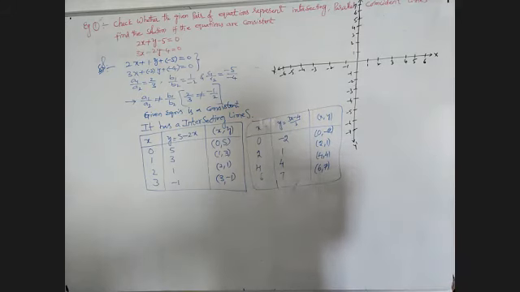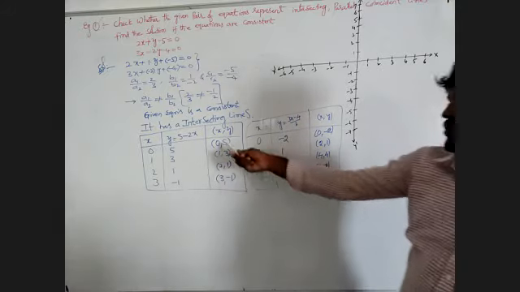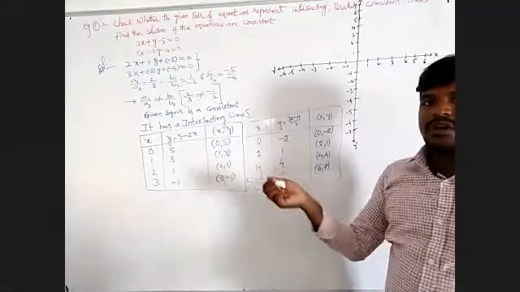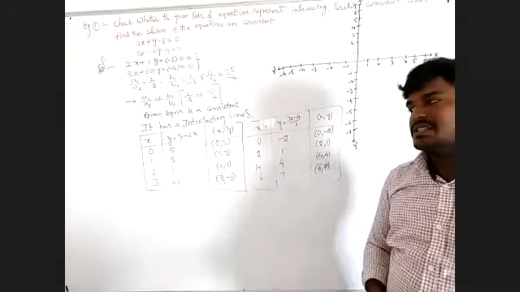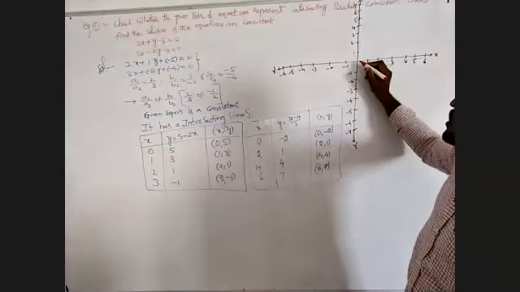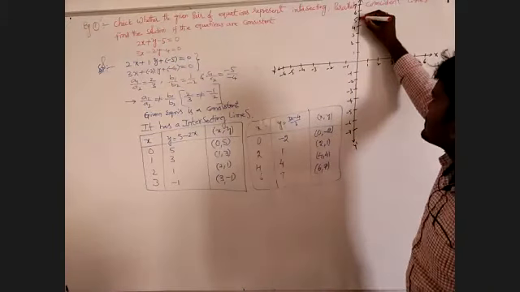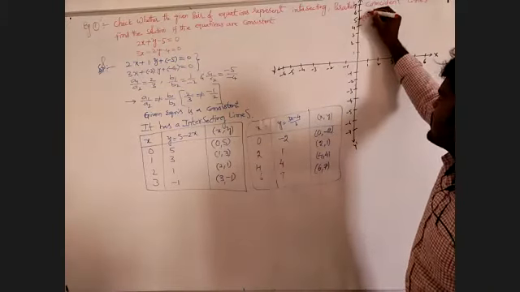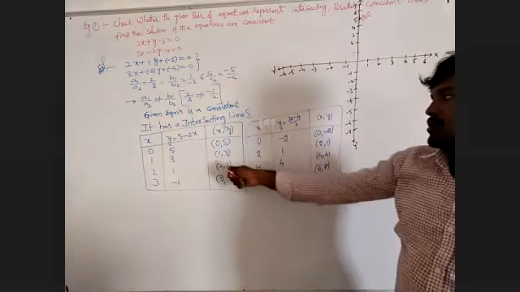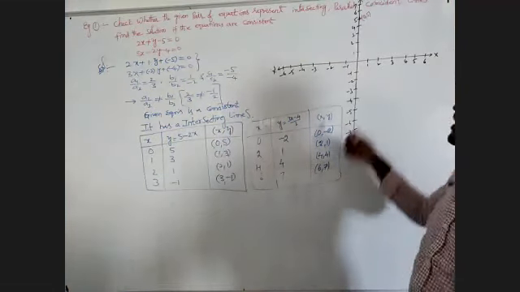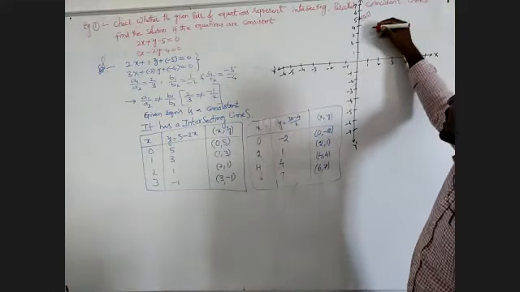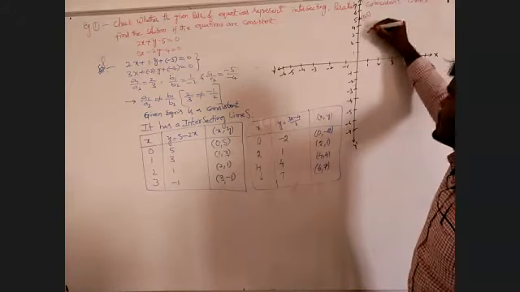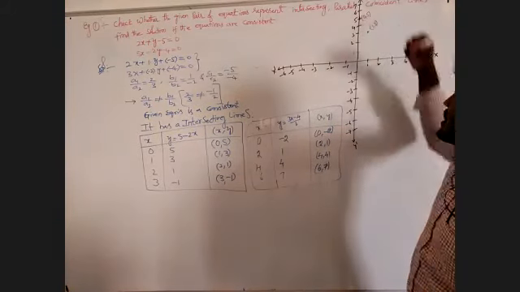But in the first graph, what are the given points? First one is (0, 5). Here the x-coordinate is 0, which means it lies on the y-axis. That is the point (0, 5). After that, we take (1, 3). On the x-axis we take 1, on the y-axis we take 3. This is named (1, 3).